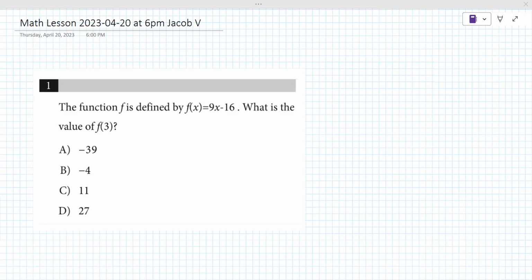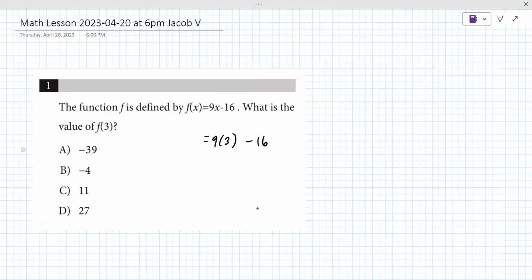-4. How did you come up with that? I know that it has to be that times... Oh wait, no, D. Sorry. I know it needs to be times 9. 9 times 3 minus 16. You're putting 3 in for x and then subtracting 16. So 9 times 3 minus 16.